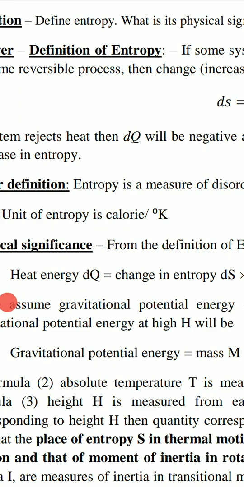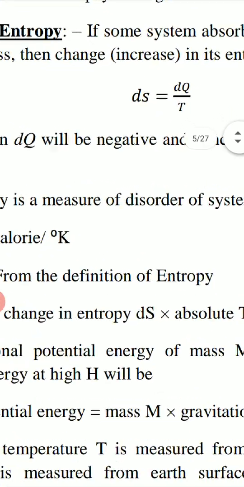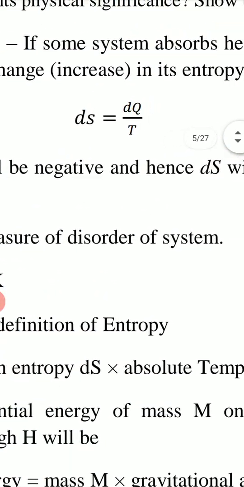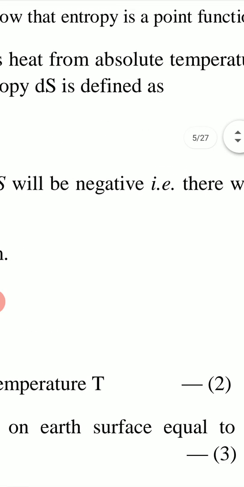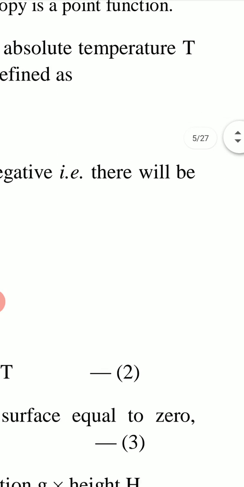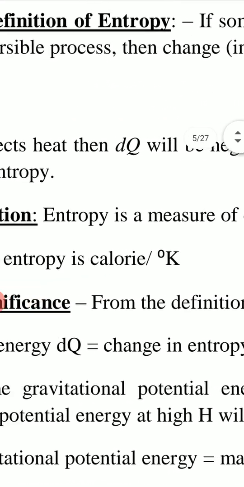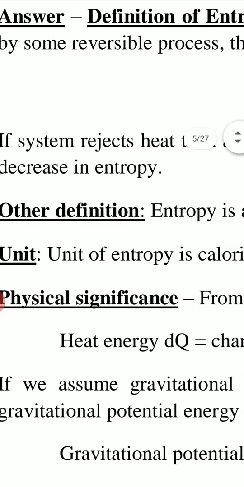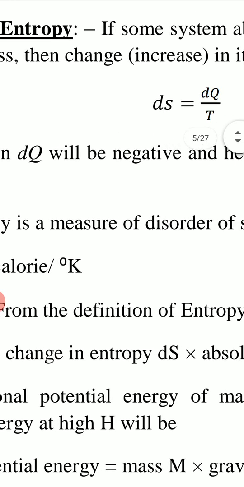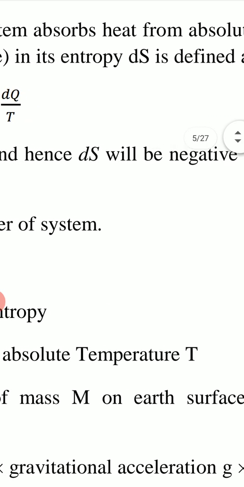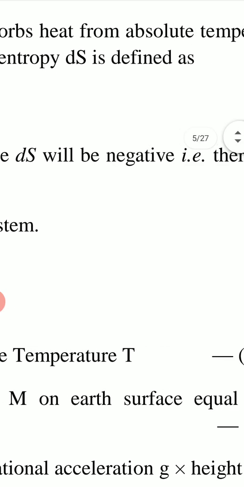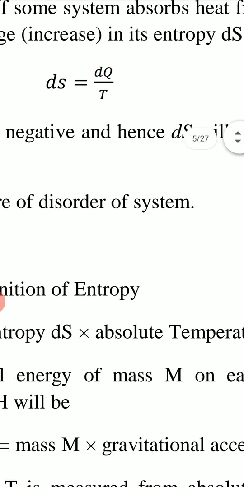Today's topic is entropy. First, we define entropy. If some system absorbs heat at absolute temperature T by some reversible process, then change in its entropy ds is defined as ds equal to dq upon T.